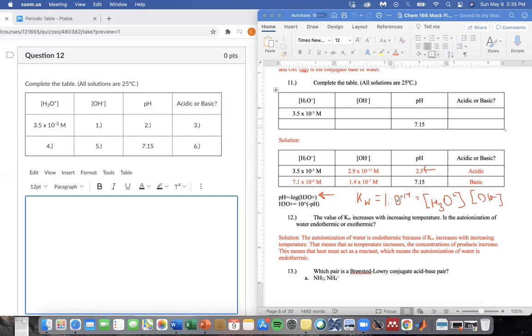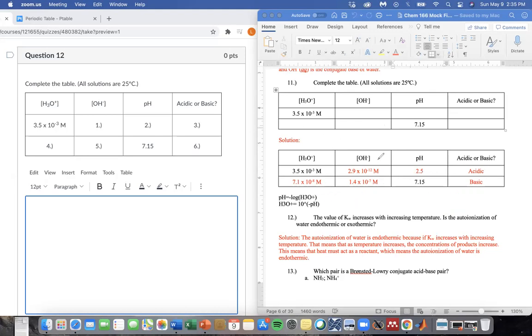In order to solve for the concentration of OH minus, you would do 1 times 10 to the negative 14th divided by your concentration of H3O plus. When you do that, you would get a concentration of 2.9 times 10 to the negative 12 molarity of OH minus. And then because your pH is less than 7, it is an acidic solution.